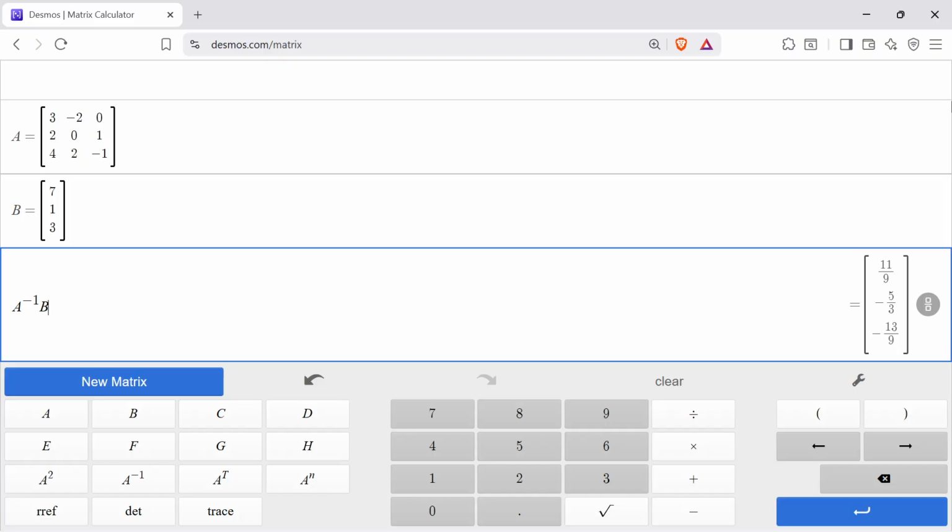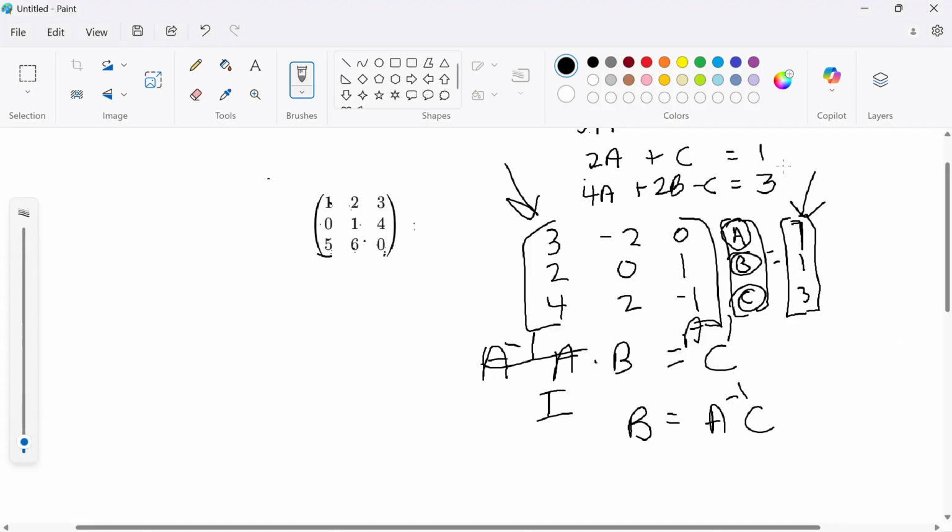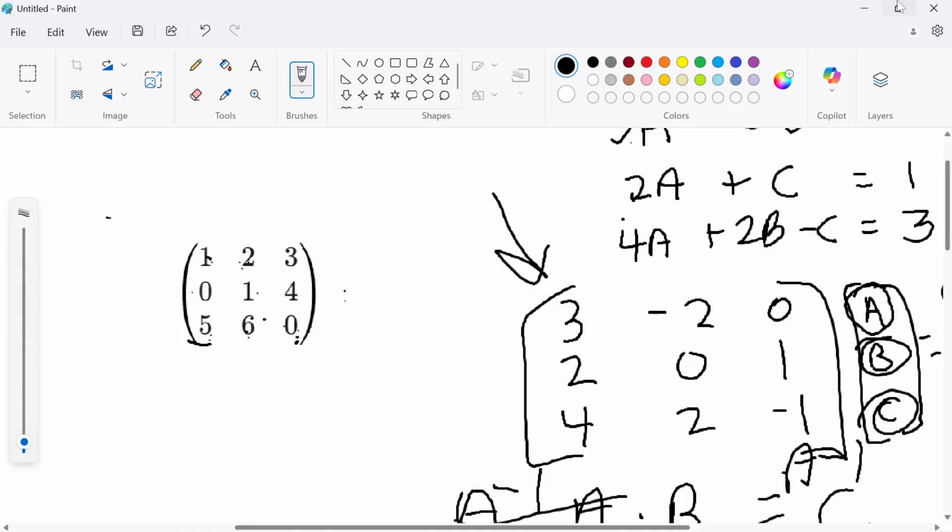So that's why I try to find inverses. To do it by hand, you saw how easy it was to use a calculator like Desmos. You can use a TI-84 and find the inverse of the matrix, very easy. But to do it by hand, I take the identity matrix and I put it on the right. 1, 0, 0, 0, 1, 0, 0, 0, 1. And now I will do row operations.